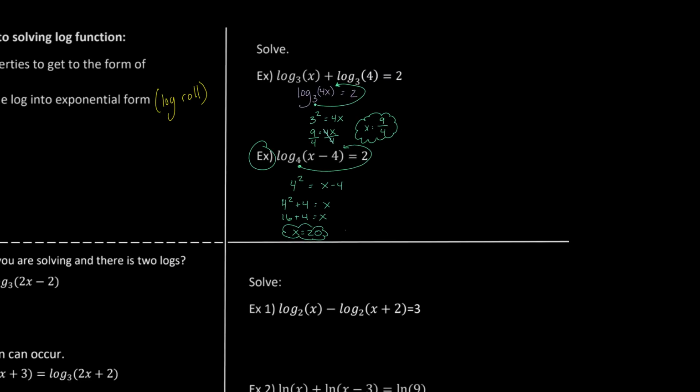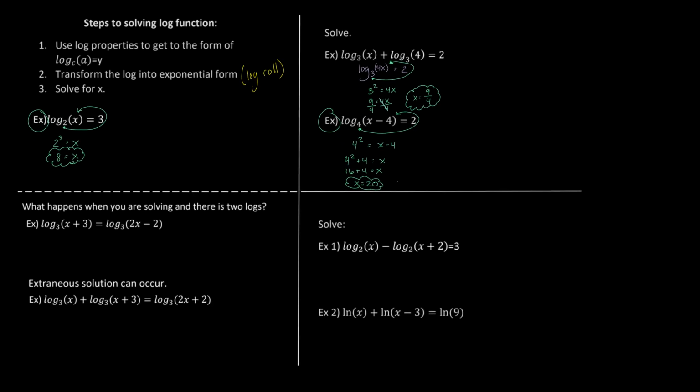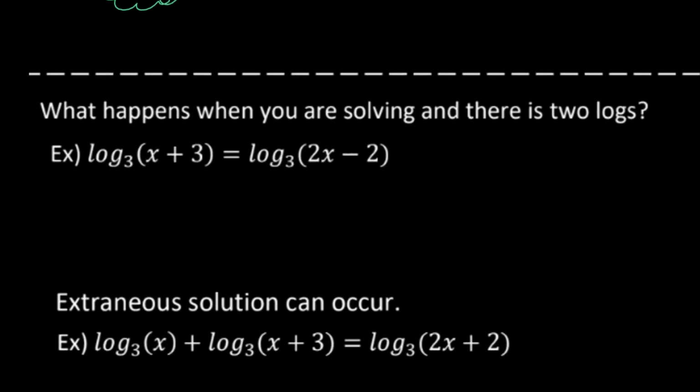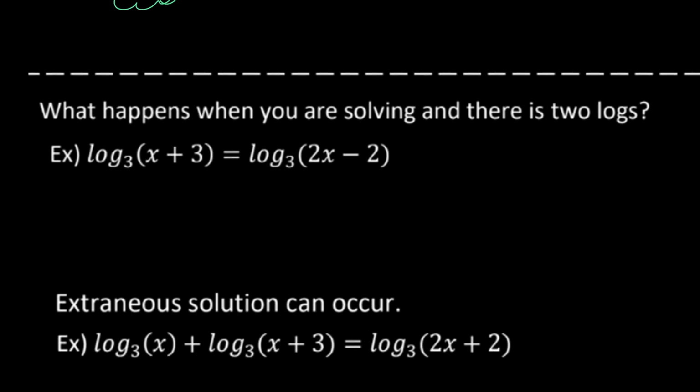So on to the next portion. What do you think happens when you're solving and there is a log on each side? They're on each side of the equal sign though. How would I combine them? So if we remember our log properties from last class, if I had log base b of m set equal to log base b of n, what does that mean? M is equal to n.